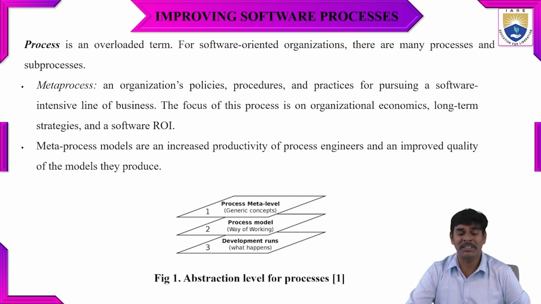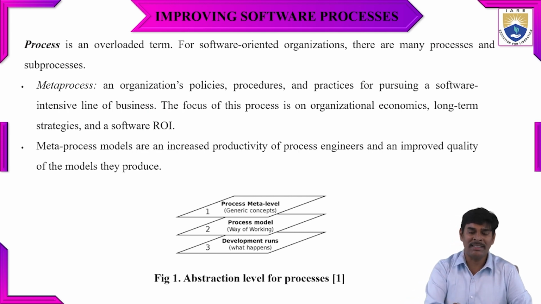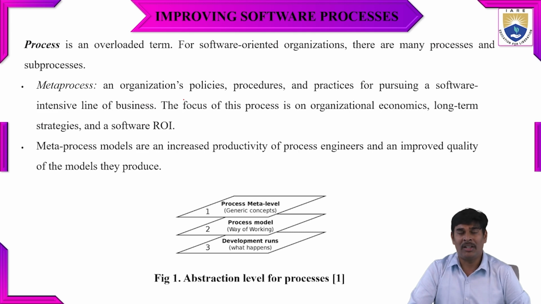The first one, meta process, is mainly used for the organizational policies, procedures and practices for pursuing a software-intensive line of business. This is mainly focused on organizational economics and long-term strategies to obtain the software return on investment. This meta process is mainly applicable for organizations: what policies they are going to provide and what procedures to handle and practice for the software-intensive line of business. The ultimate goal is to gain more profit in the software.